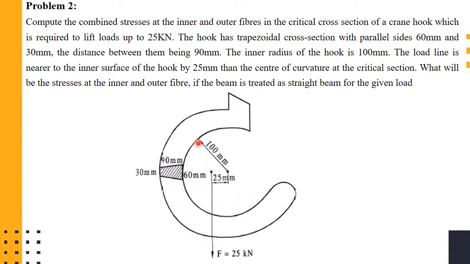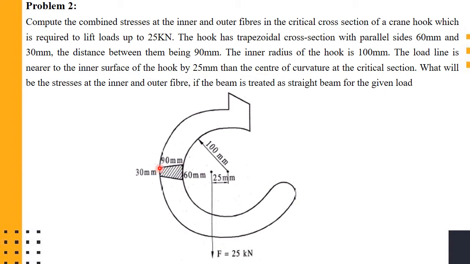You can draw the inner radius as 100 mm, and they have mentioned the load line, that it is required to lift around 25 kilonewton. So the load line, which is shown here, is nearer to the inner surface. The load line is nearer to the inner surface of the hook by 25 mm than the center of curvature. So the load line falls 25 mm away from the center of curvature.